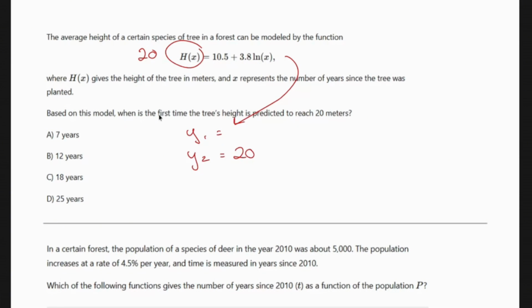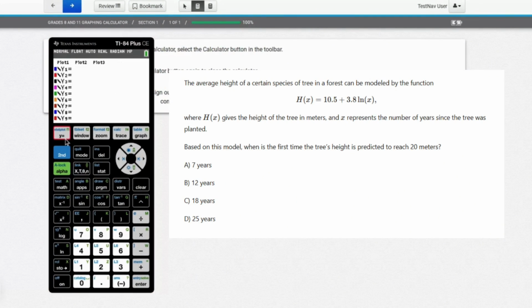So, all right, a little bit of stuff to be careful of. We're not looking for decimals. No big deal. We'll be all right. Just like I said, in Y1, we're going to type out 10.5 plus 3.8 ln of x. The other one is going to be 20. You're not going to see that if I hit graph because that only goes up to 10. So why don't we change the window and make the y max 25, just so I can see just above the 20.